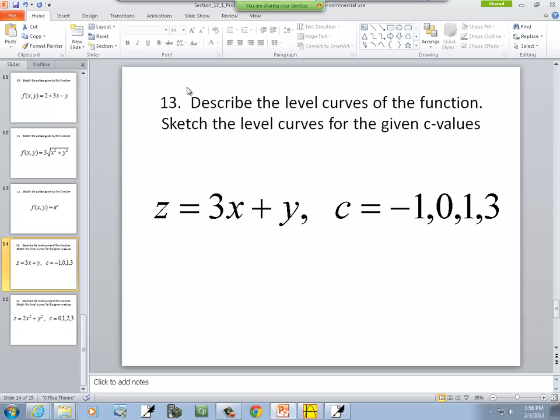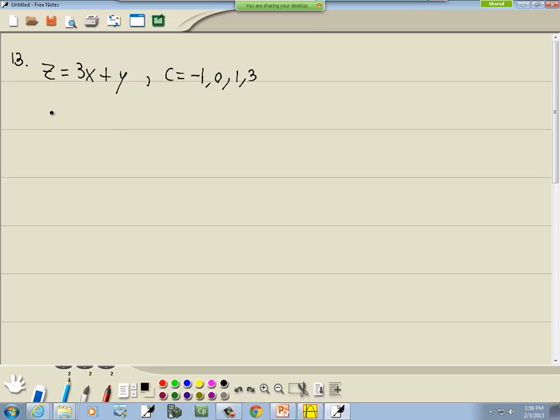For example, in this problem, we've got z is equal to 3x plus y, and c is equal to -1, 0, 1, and 3. So to get a good feel for this, we plug in each one of these c values for the z. Because z is equal to 3x plus y, we could rewrite that as c is equal to 3x plus y. So on this one, we're going to have -1 is equal to 3x plus y. Take 3x over there, we get -3x minus 1 equals y.